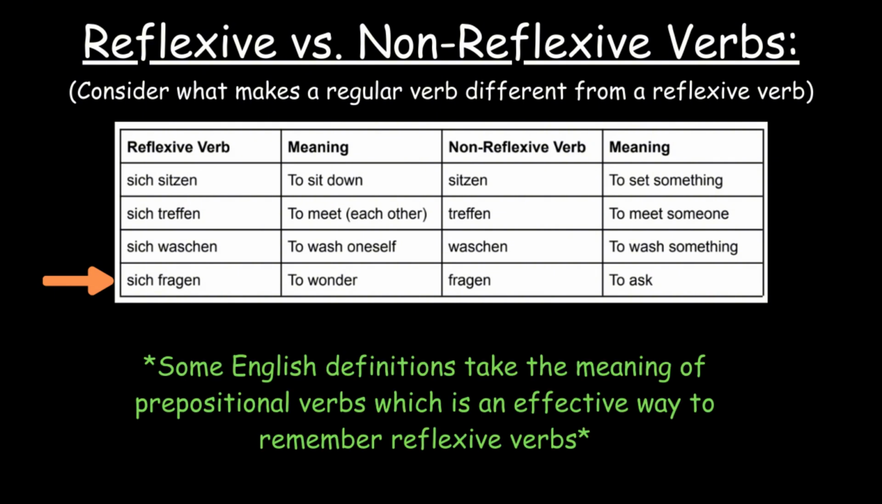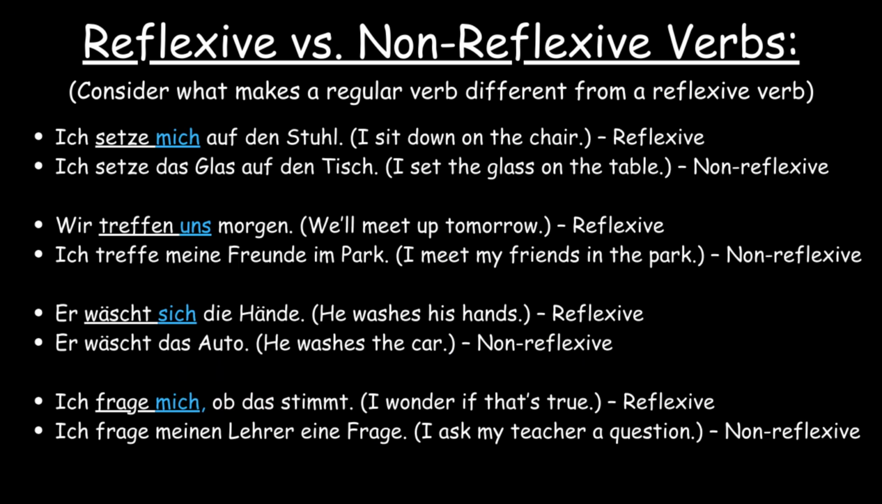At this point, some English definitions take the meaning of prepositional verbs, which is an effective way to remember them. Here, we have some examples of both reflexive and non-reflexive verbs, so you can see and understand the difference. Ich setze mich auf den Stuhl. Ich setze das Glas auf den Tisch. Wir treffen uns morgen. Ich treffe meine Freunde im Park. Er wäscht sich die Hände. Er wäscht das Auto. Ich frage mich, ob das stimmt. Ich frage meinen Lehrer eine Frage.